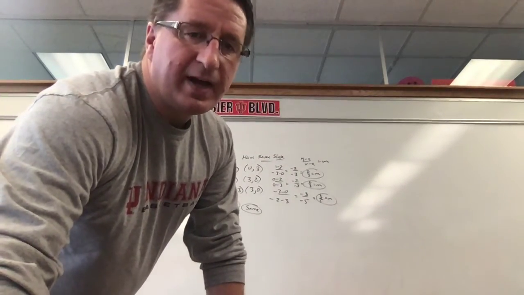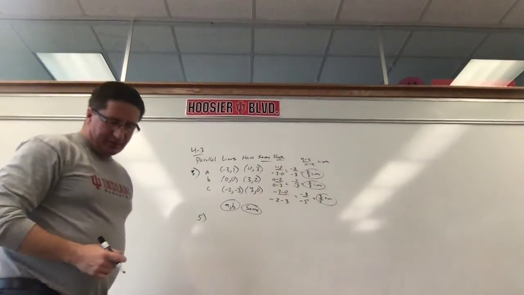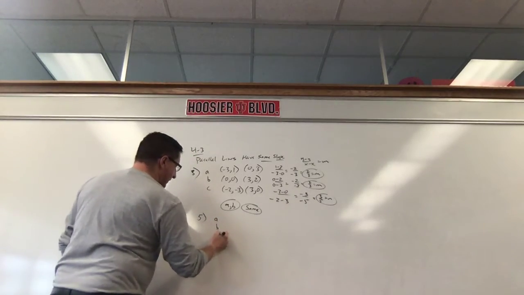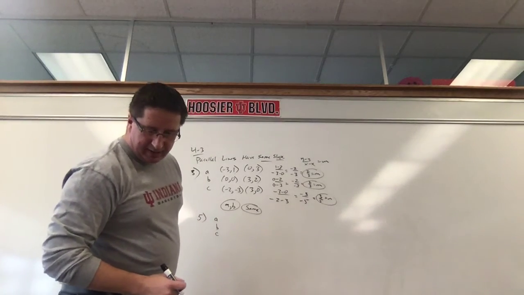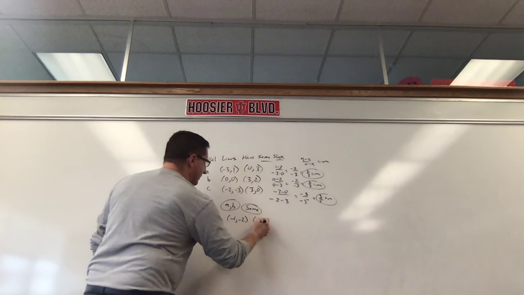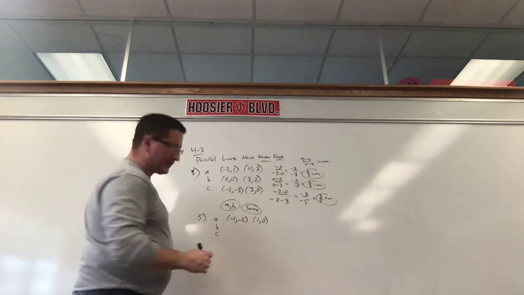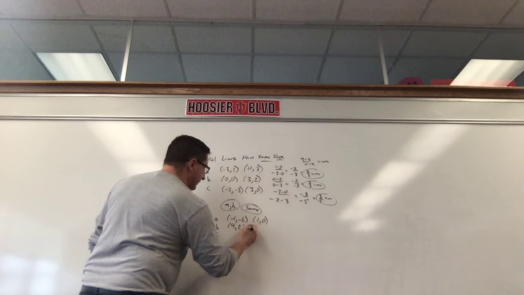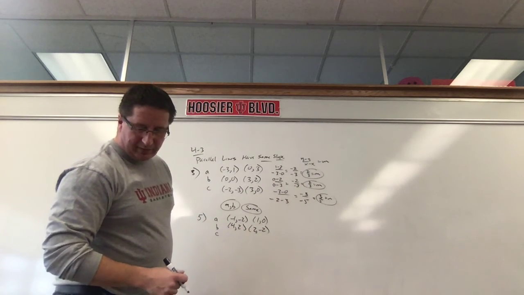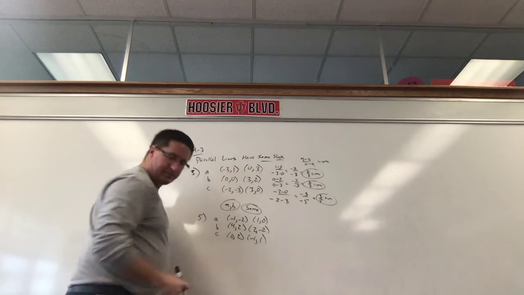Okay, number 5. Number 5, same thing. They just don't give you a picture. So they give us, again, line A, B, and C. And on line A, they give us -1, -2, and 1, 0. And they give us 4, 2, 2, -2. And 0, 2, and -1, 1. Okay? So we do the same thing here.